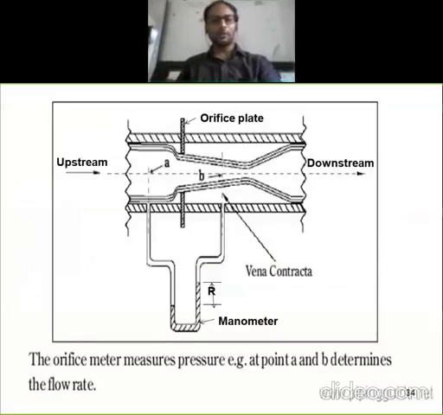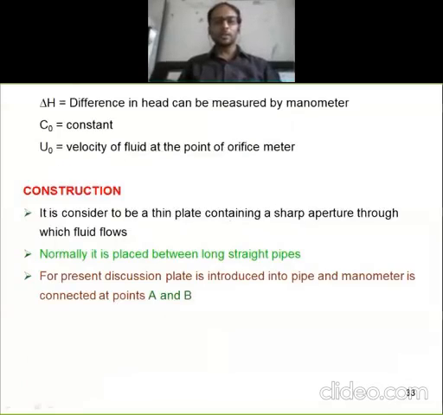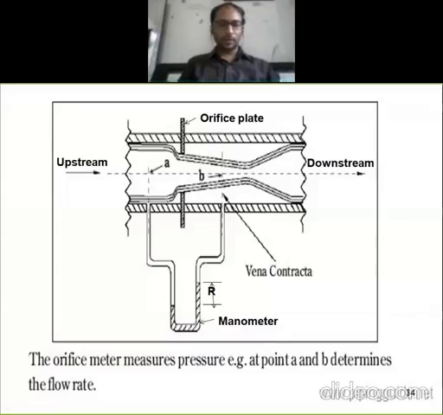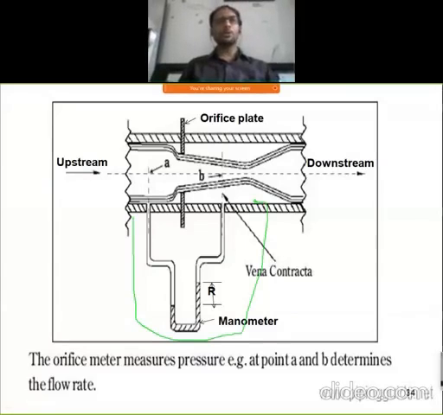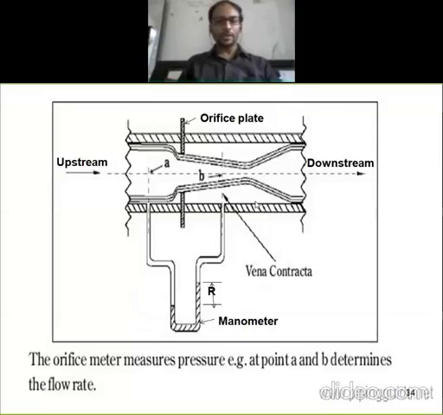See here, the fluid can flow from point A to point B, that is from the upward direction towards the downward direction. Then normally it is placed in between these two long straight pipes. See, this is the straight pipe, this is the straight pipe. Okay, for the present case we are going to introduce the manometer. We have to insert it. See, this is the manometer, which can be used to measure the pressure head or the pressure difference. This is the construction of our orifice meter.